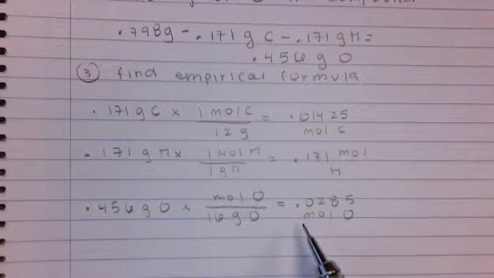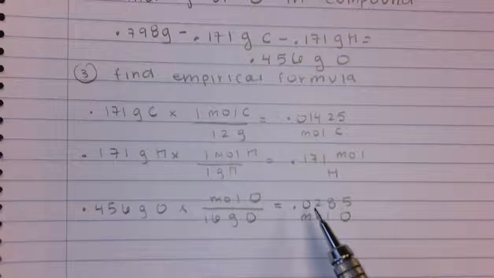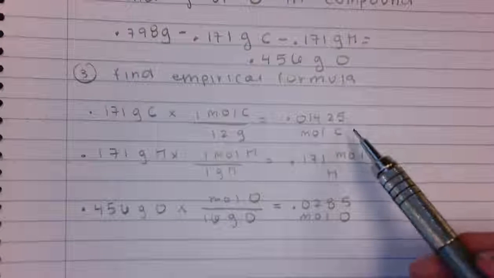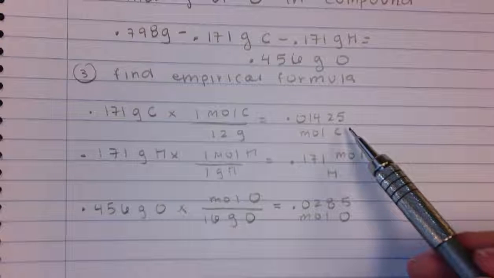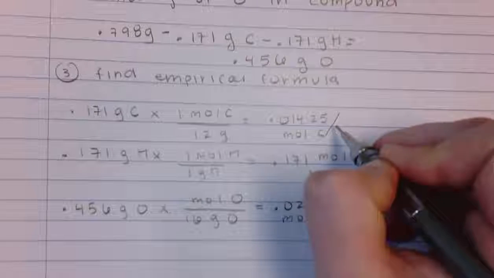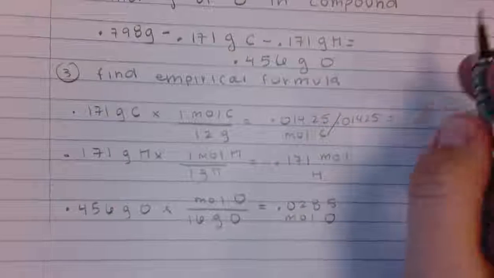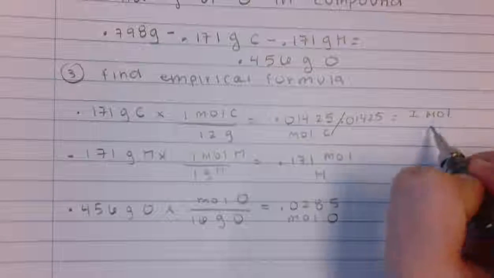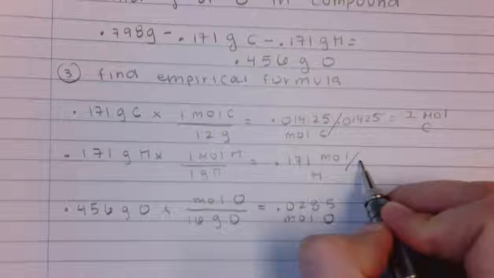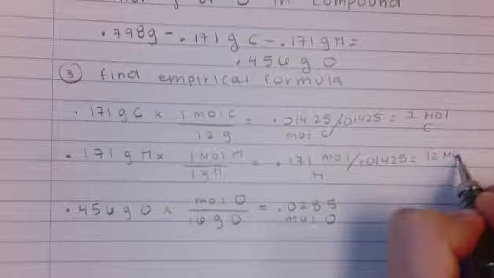And the reason why we converted to moles in the first place is so we can find the ratios between each species that we need to find the empirical formula. So our lowest number of moles is 0.01425 moles of carbon. So we're going to divide each species by that value. And I have 1 mole of carbon. When I divide the 0.171 moles of hydrogen by this value, I get 12 moles of hydrogen.